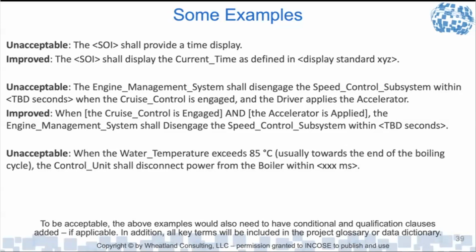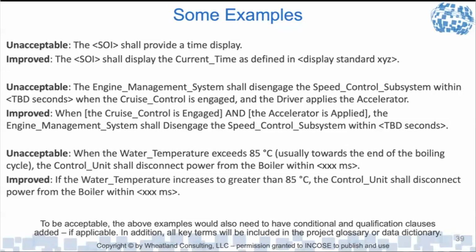When the water temperature exceeds 85 degrees (usually toward the end of the boiling period), the control unit shall disconnect power from the boiler within so many seconds. So why do I need that parentheses? And what is it trying to communicate? So I just say, if the water temperature increases to greater than 85 degrees centigrade, the control unit shall disconnect power from the boiler within so many seconds. "Usually toward the beginning" doesn't add anything to that requirement. It's just extra text. Let's get rid of all the words that aren't needed. Sometimes people put in a reason for it in parentheses. If that's true, that information should go into the rationale statement and not be included in this statement.